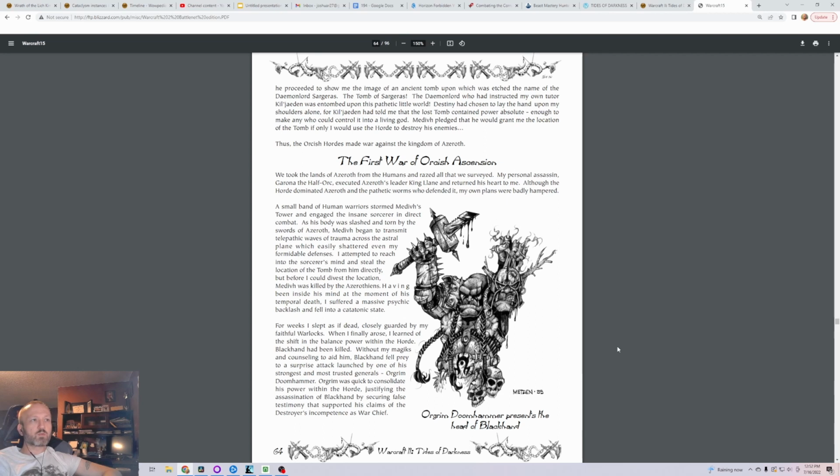Although the Horde dominated Azeroth and the pathetic worms who defended it, my own plans were badly hampered. A small band of human warriors stormed Medivh's towers and engaged the insane sorcerer in direct combat. As his body was slashed and torn by the swords of Azeroth, Medivh began to transmit telepathic waves of trauma across the astral plane, which easily shattered even my formidable defenses. I attempted to reach into the sorcerer's mind and steal the location of the tomb from him directly, but before I could divest the location, Medivh was killed by the Azerothians.